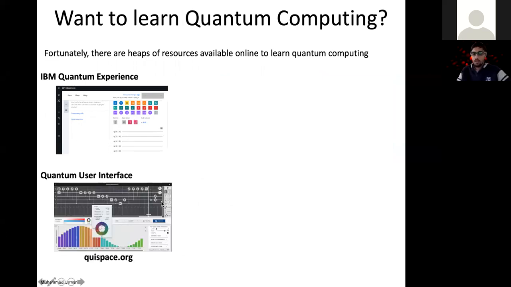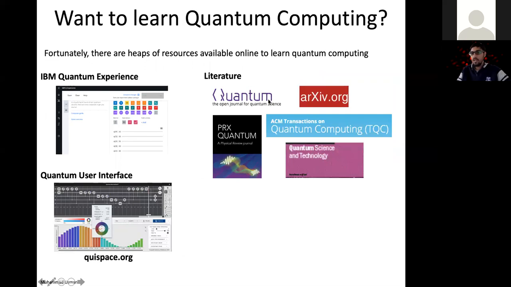There is the quantum user interface, which is the simulator that we have developed. You can access it free of cost at this link, and you can use it to make your own quantum circuits, play with it, and learn from it. There is a lot of literature that you can follow. For example, these are some of the journals that regularly publish quantum computing papers.